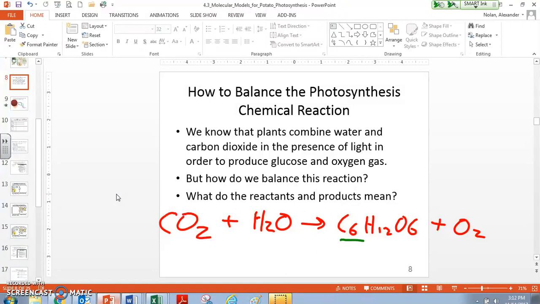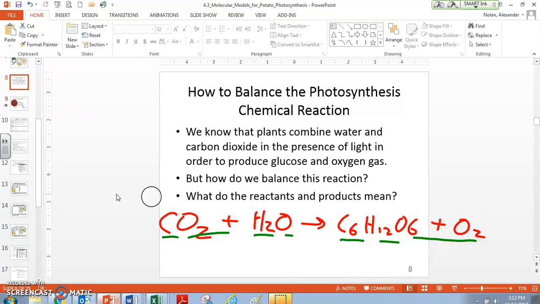We have 6 carbons over there, we only have 1 over here. We've got 12 hydrogens over here, we only have 2 over here. We have 8 oxygens over here, but we only have 3 over here. So this is a big mess. This does not work.